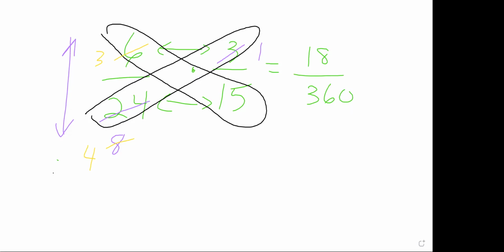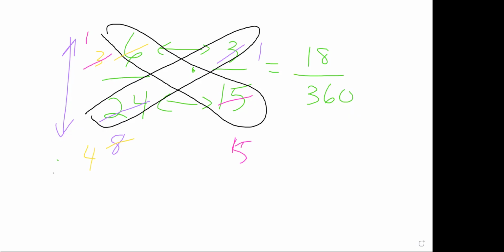Now, what about 3 and then 15? That is diagonally, if you look at it that way. Yes, 3 and 15, 3 could go into both. So I could use 3 for both of them. 3 goes into 3 one time. 3 goes into 15 five times. And then at this point, I think I'm done.